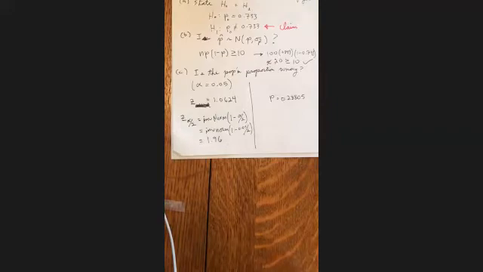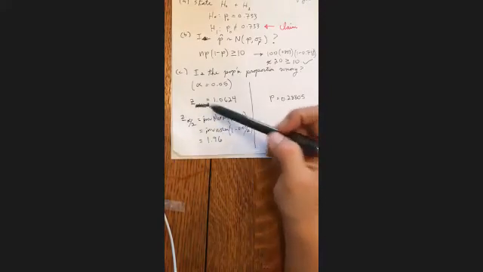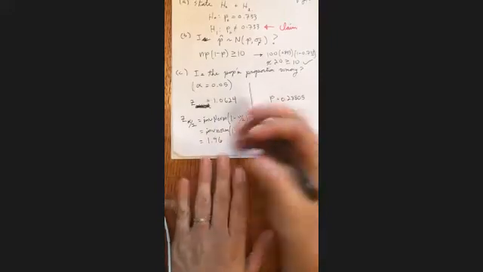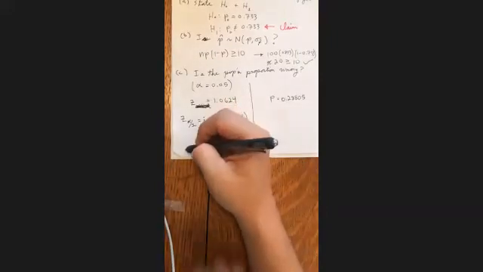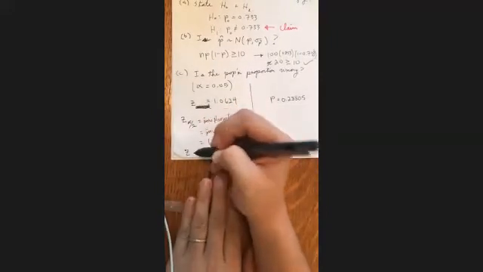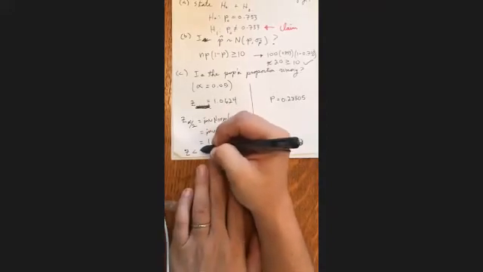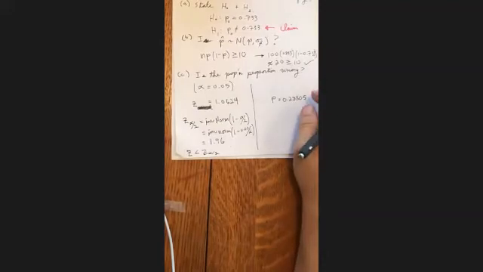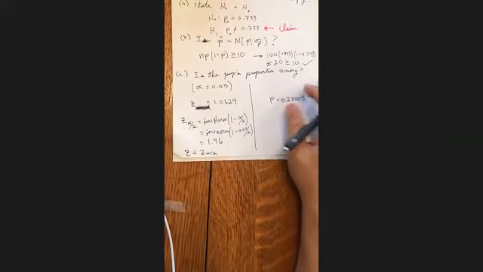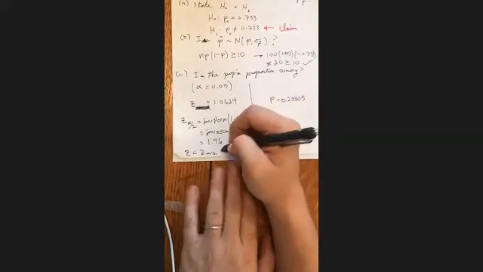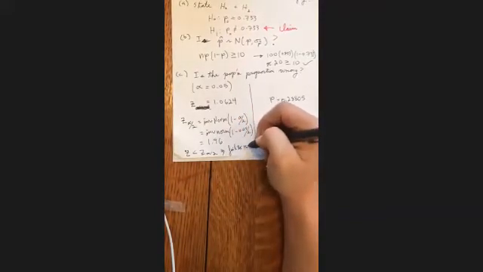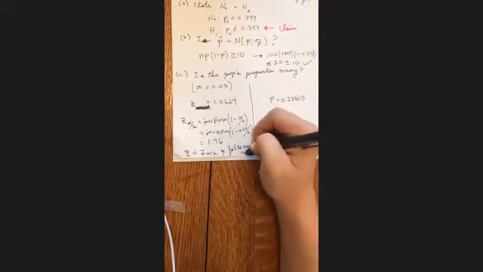Do we reject or fail to reject? Well, with a two-tailed test, we see that our Z is less than Z alpha over 2. So that means it falls within the fail to reject region. So that implies fail to reject H0.